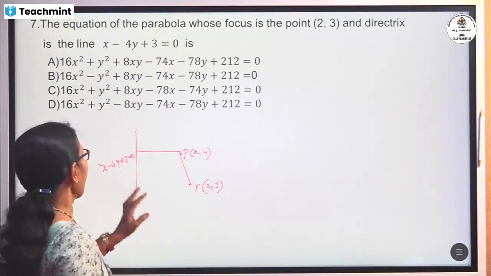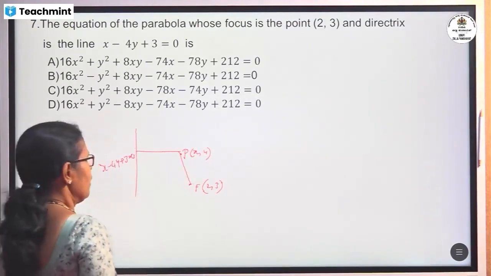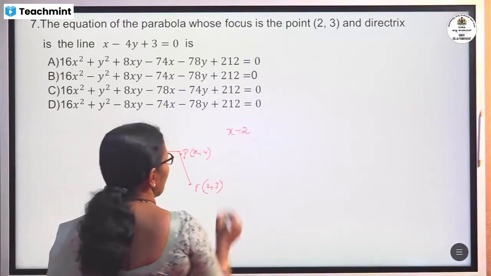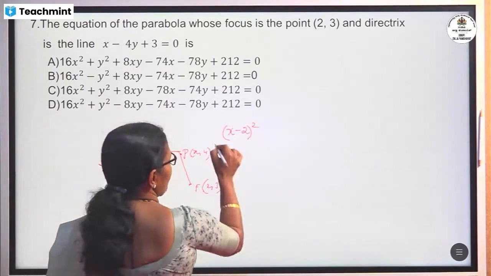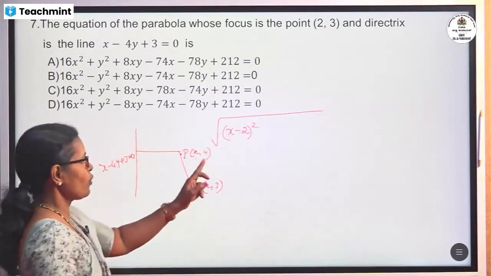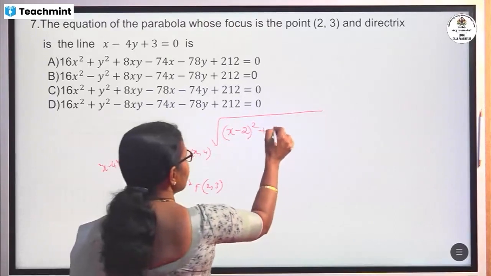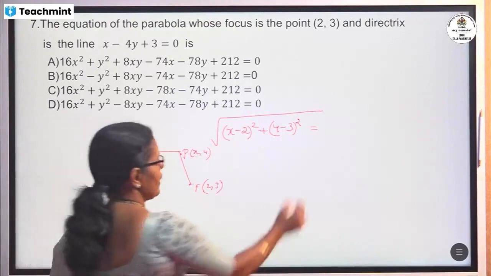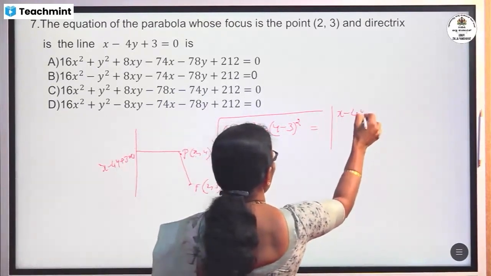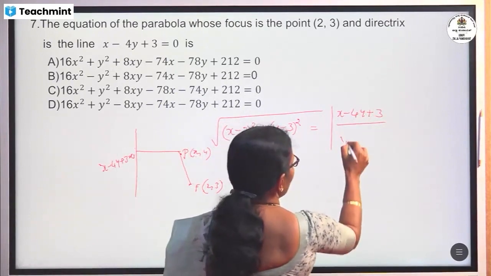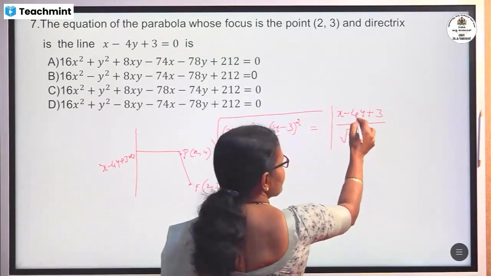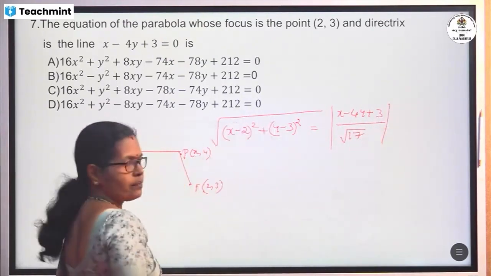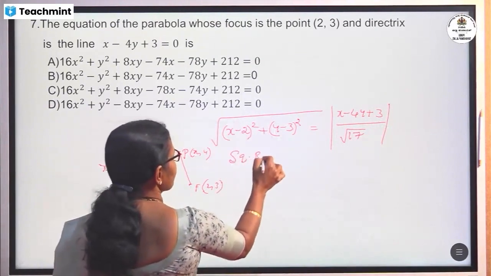So now we have to find the equation of the parabola. From the definition, we have to use the distance formula here: square root of x minus 2 whole square plus y minus 3 whole square equals the perpendicular distance, that is x minus 4y plus 3 divided by square root of 1 square plus 4 square, 1 plus 16, that is square root of 17. Now, squaring on both sides.